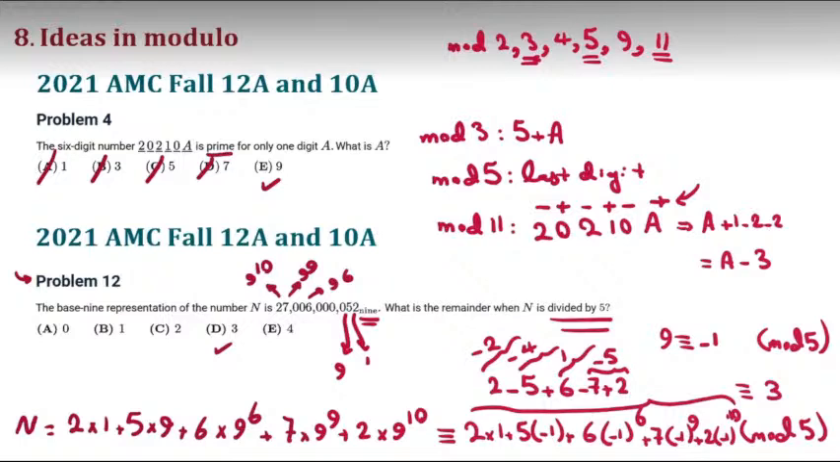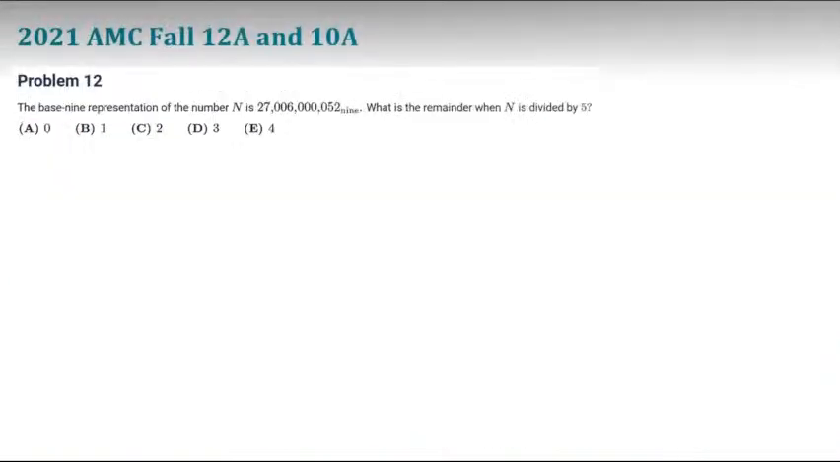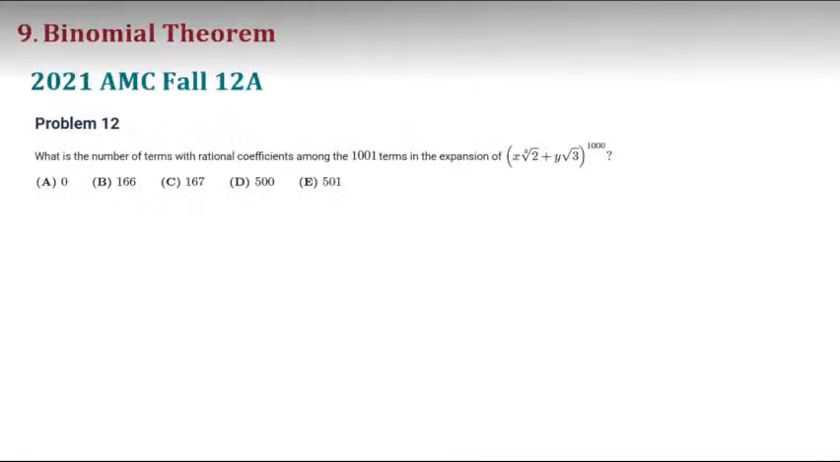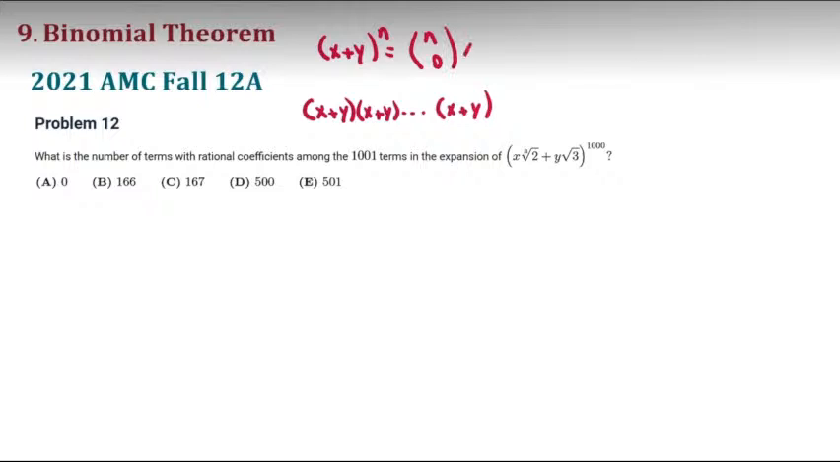We've solved 2 problems from mods. Let's go to the next idea: binomial theorem. If you have x plus y to the power of n, it will be n choose 0 times x to the n, n choose 1 times x to the n minus 1 times y, and so on, to the last one, n choose n, y to the n.